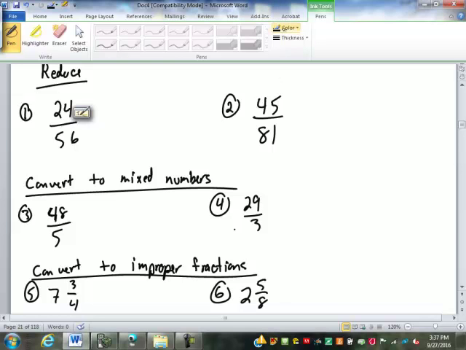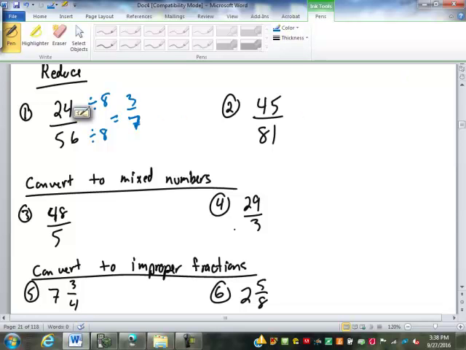Okay, so for the first ones, we're asked to reduce. Now that's where we have to divide the top and bottom by the same number. So for 24 and 56, what can both of those be divided by? 8. Okay, if you see the 8, that's good. Otherwise, they're both even. You could have divided by 2. If divided by 8, that reduces to 3/7.